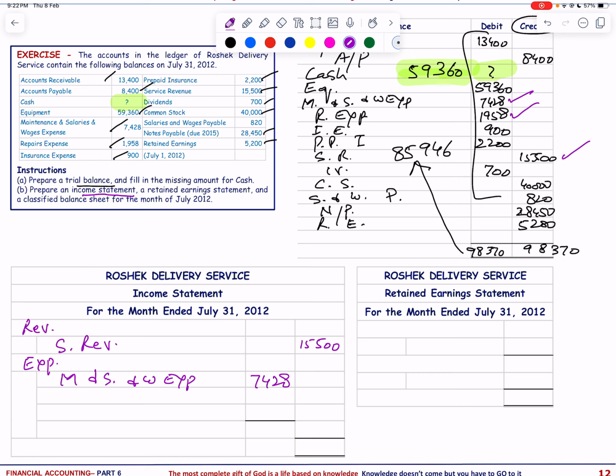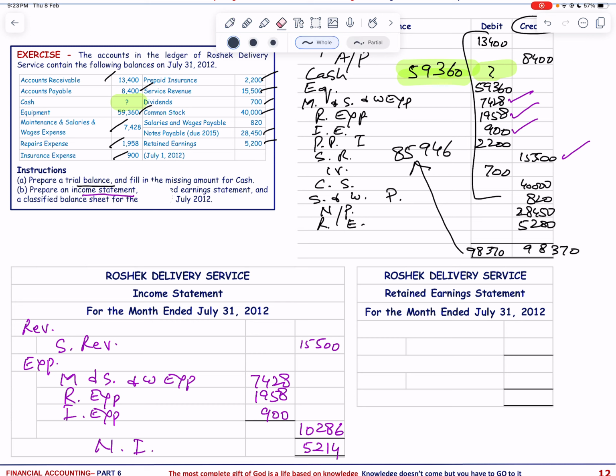Then we have the repair expense of 1958. Then we have the insurance expense, and that is for 900. So we make the total, and the total is 10,286. Now revenue minus expense will be 5,214, and this is the net income.